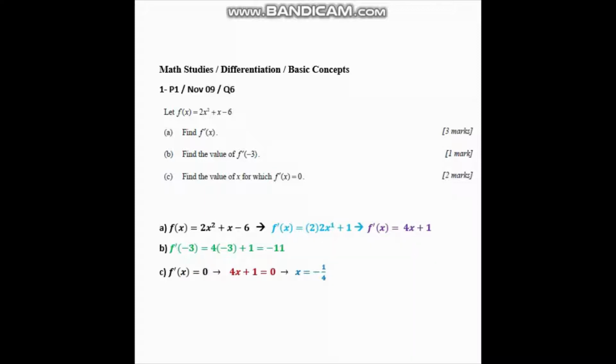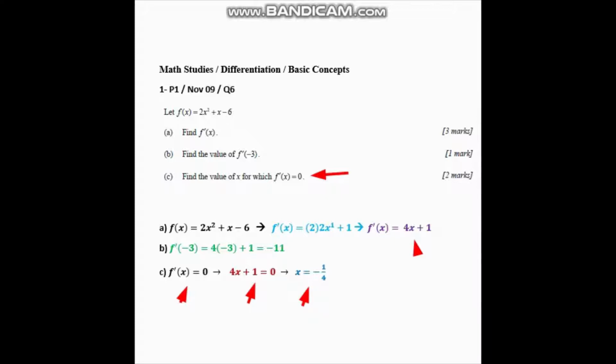Now in question C, you are asked to find the value of x for which f dash of x equals 0. So this is also quite straightforward. I'm going to set f dash to 0. What is f dash? As we got in A, f dash of x is 4x plus 1. So 4x plus 1 equals 0, and I solve that to get x equals negative 1 over 4.